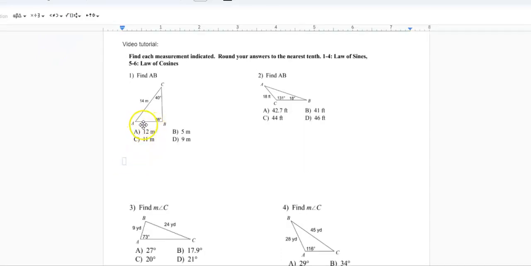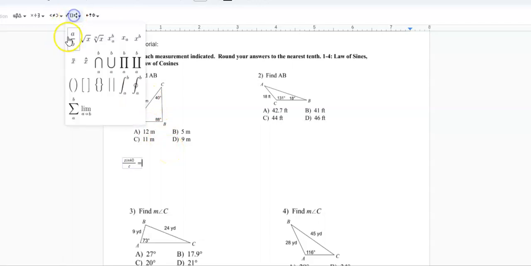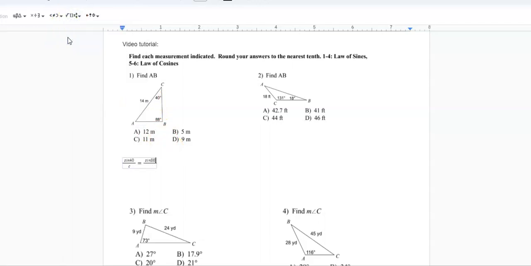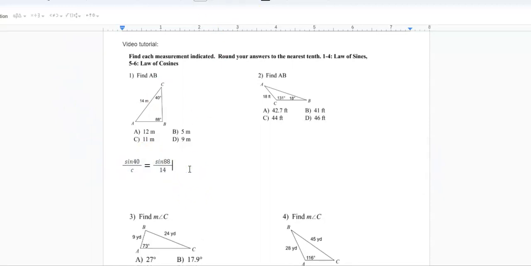The way to set this up would be sine of 40, make sure you're in degrees with this, over c equals, and we have all the information for B. We have the angle of 88 and its opposite side of 14. So that is sine 88 over 14. All right, so that's how to set it up for number 1.